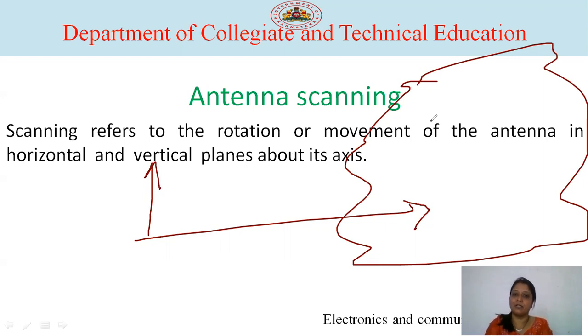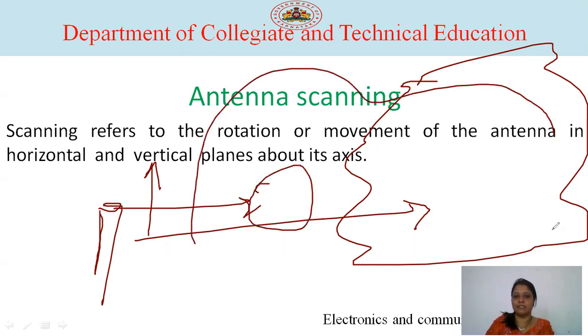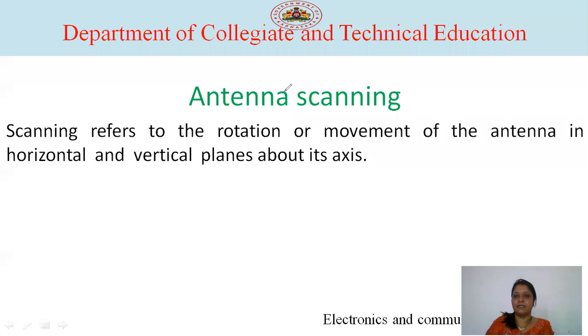Therefore, scanning means what? If you make the antenna fixed at only one position, the signal goes in only that one direction continuously. But you have to cover the full region. To cover this full region, the antenna should be rotated. It should be moved horizontally as well as in the vertical direction about its axis. That particular process is called antenna scanning. That is the process of rotation of the antenna in horizontal and vertical planes about its axis.